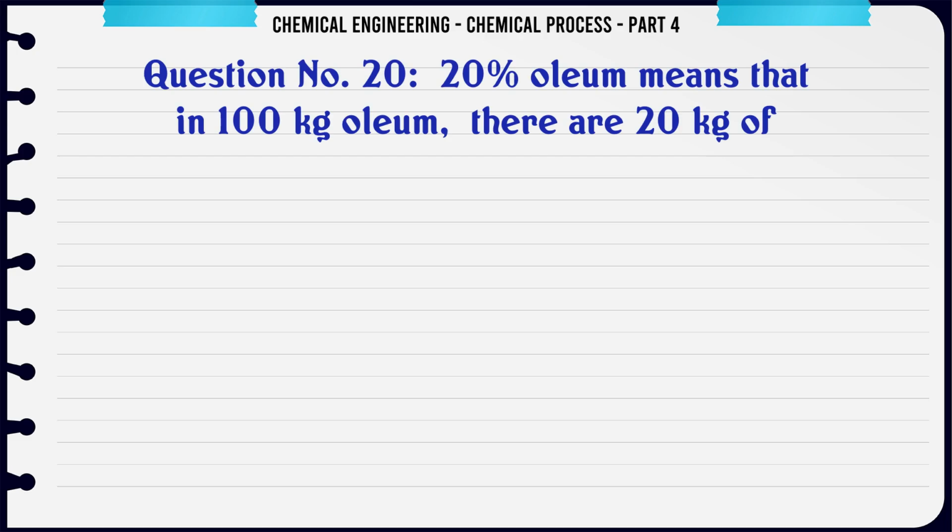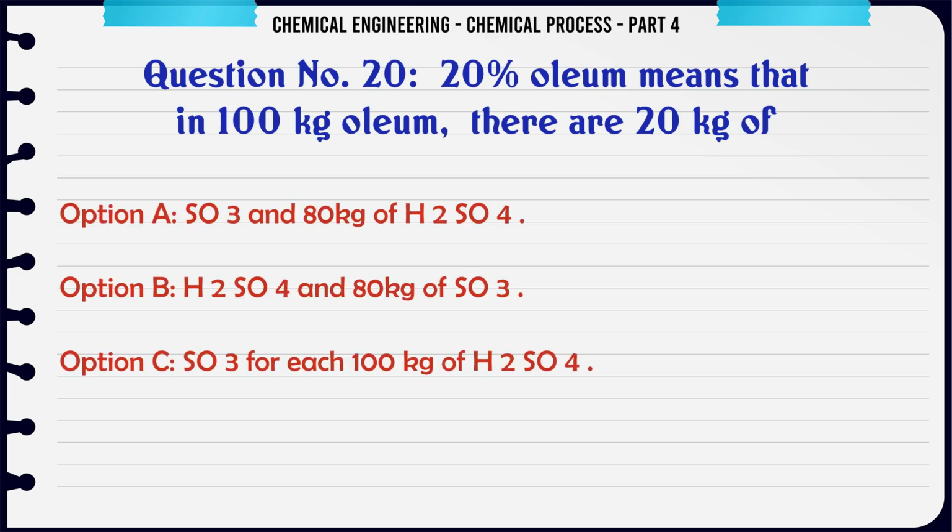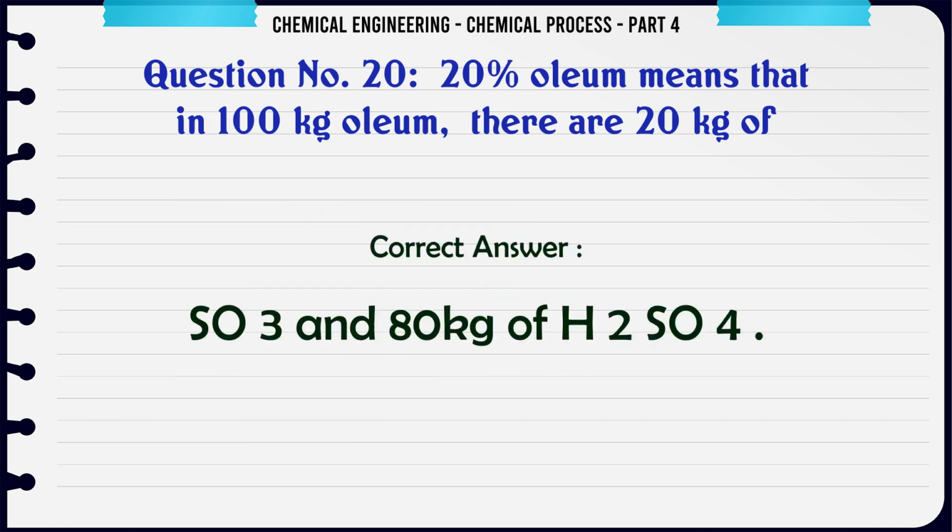20% oleum means that in 100 kilograms oleum there are 20 kilograms of A. SO3 and 80 kilograms of H2SO4, B. H2SO4 and 80 kilograms of SO3, C. SO3 for each 100 kilograms of H2SO4, D. None of these. The correct answer is 20 kilograms of SO3 and 80 kilograms of H2SO4.